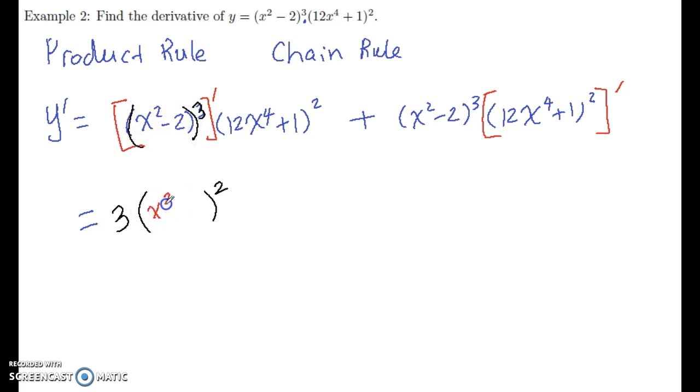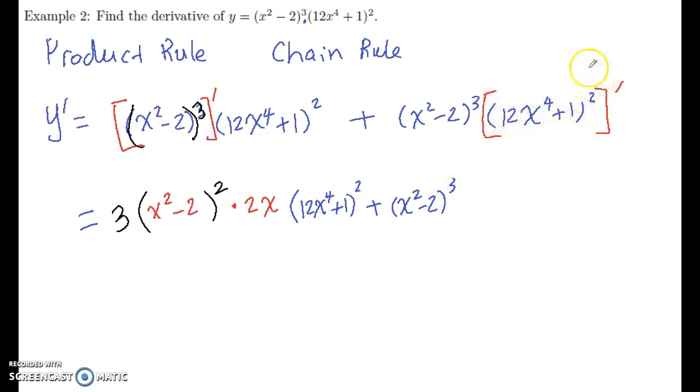So we copy that. And then the chain rule tells us to multiply by the derivative of the inner function. The derivative of the inner function is just 2x. So we're done with taking the derivative of the first factor. Then we just copy what is left, 12x to the fourth power plus 1 squared. So we continue copying things that we are not taking any operation on.